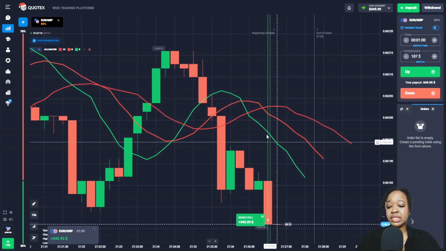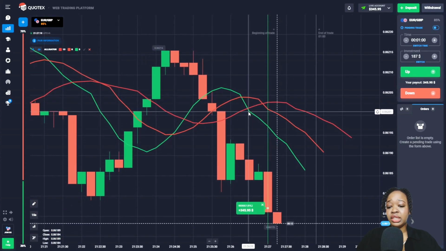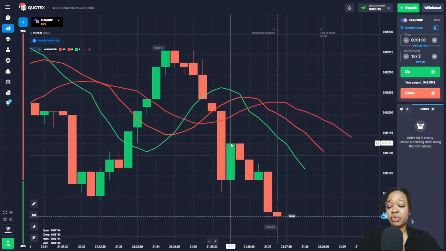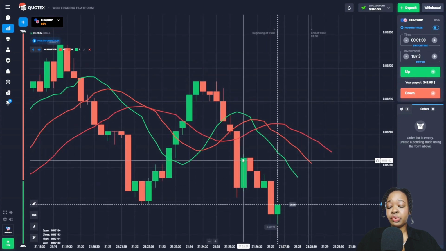This is awesome. You can see that the moving averages were moving down. The chart was also moving down, and I got very good profitable trade. So let me find my next entry point.